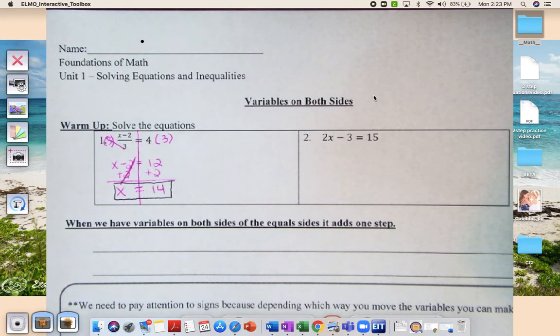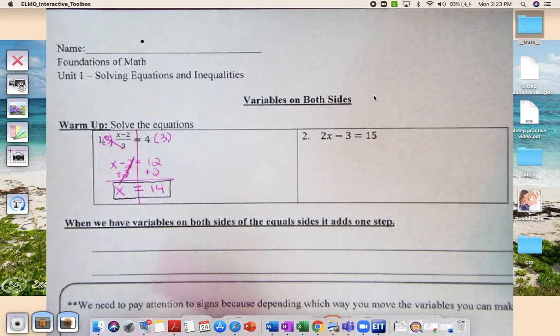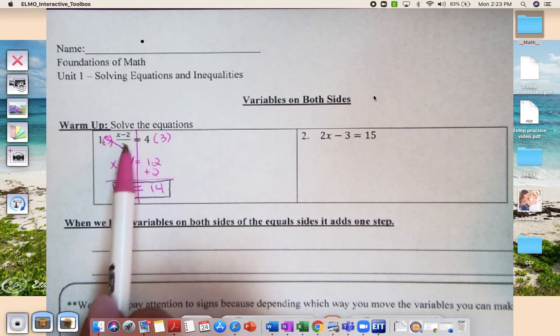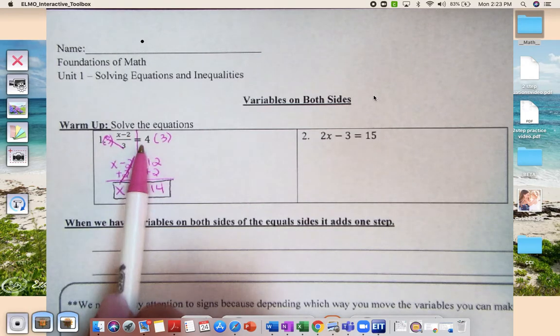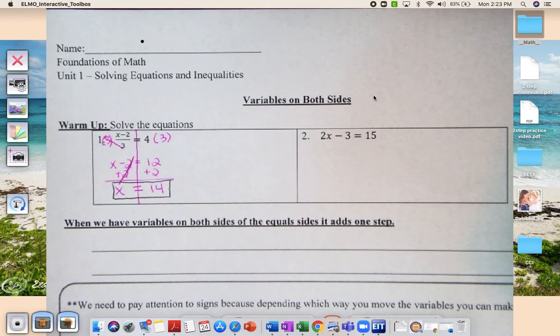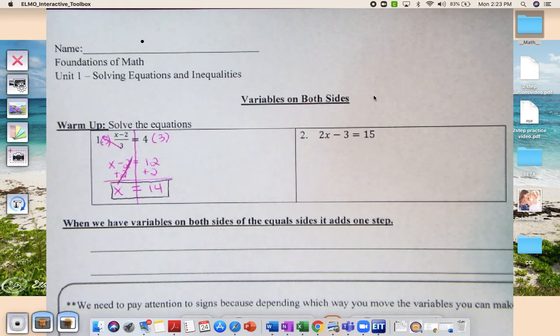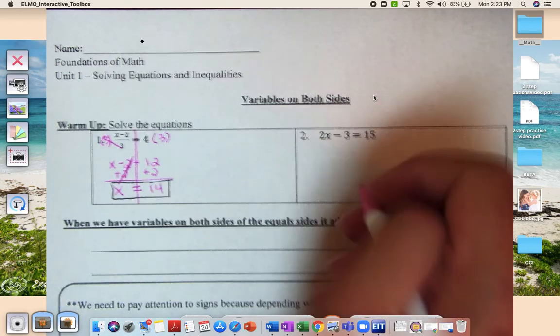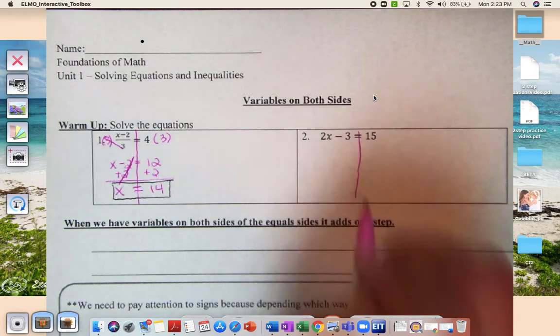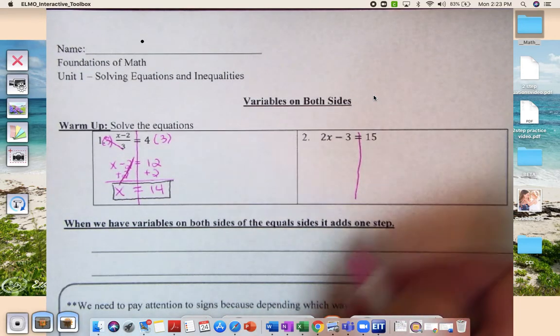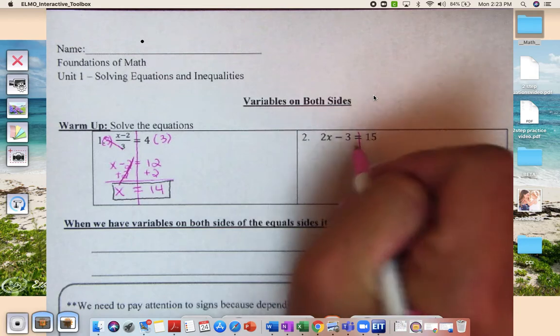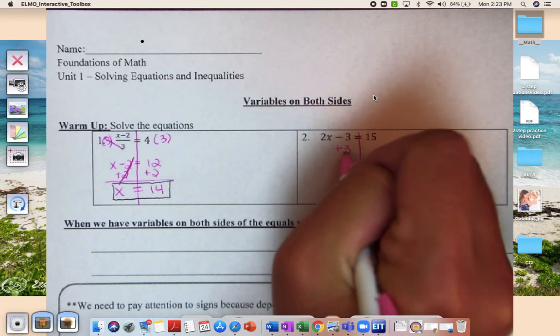And if we check it in our original equation, 14 minus 2 is 12, divided by 3 is in fact 4. So we know we did it correctly. Number 2. We need to move our constants first. So we're going to go ahead and do the inverse of subtracting 3. We're going to add 3.